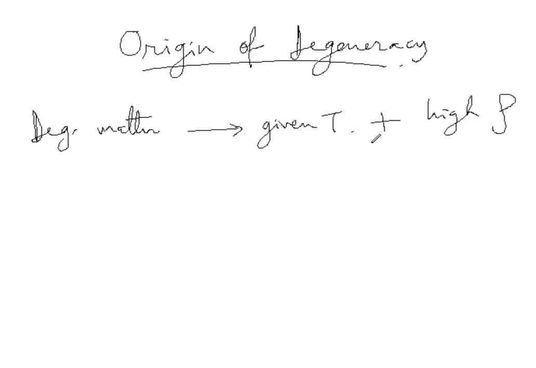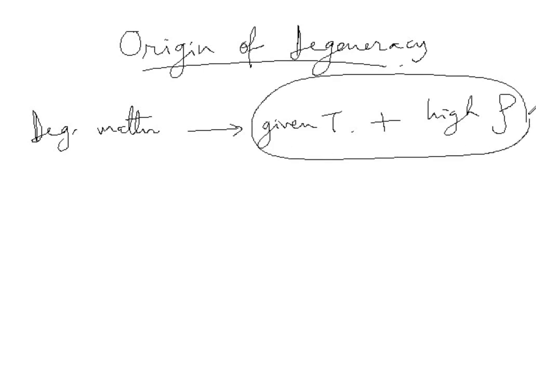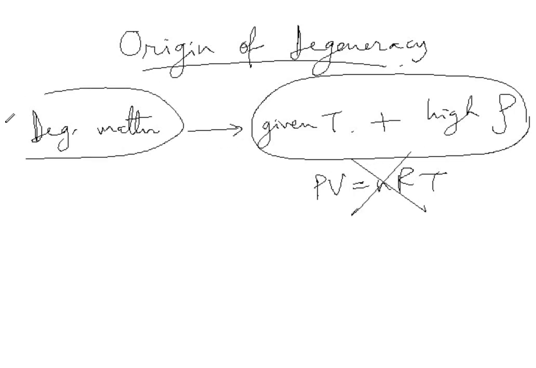So high that the well-known equation of state, which is basically PV equals nRT, is no longer valid, and then we have to talk about a different equation of state, and this is what we are going to talk about. And why does this happen? The question is why the ideal gas law breaks down.